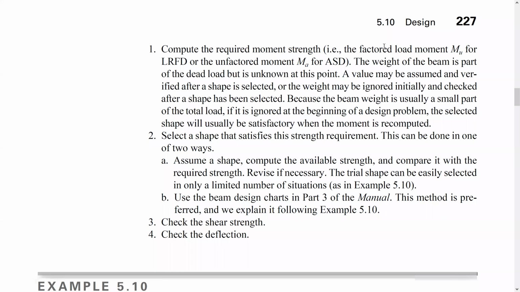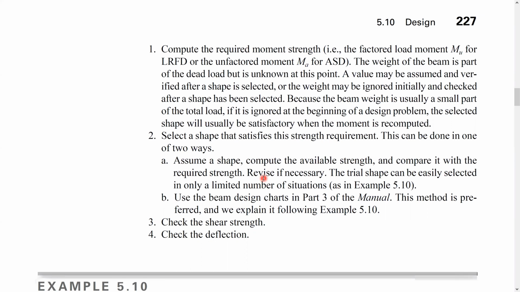Means guys here we need to assume a shape and compute the available strength, meaning we find how much moment it can carry, and we compare it with the required strength that we actually calculated in step number 1. You might need to do that several times. It's a trial and error method.